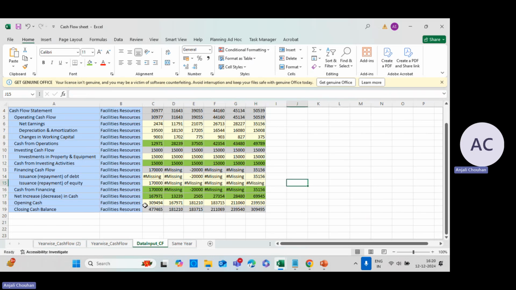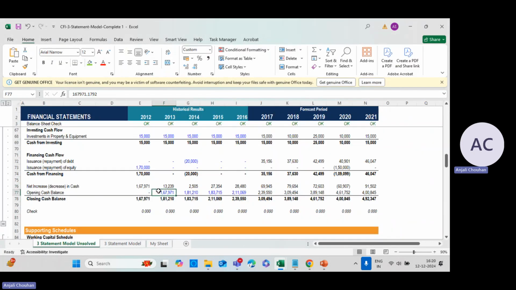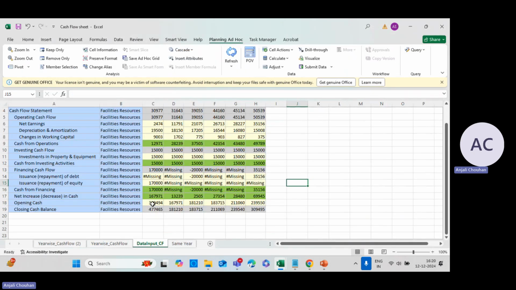Now the next thing is opening cash, how the opening cash has been calculated. If we see the sheet, in the first year there is no opening cash, because in the second year the opening cash has taken the previous year net increase or decrease in cash plus what changes have been made there. So it should be 1,67,971.